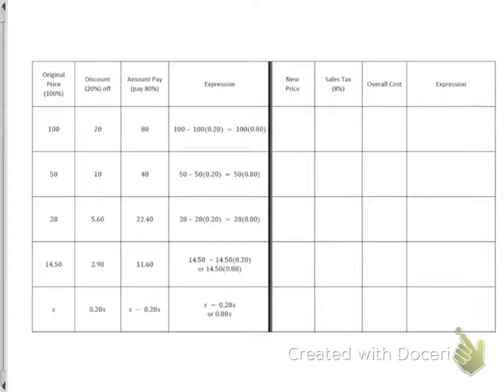Okay, well, this example 4, this next little discussion and activity we're going to be doing, is going to deal with something known as sales tax. Many of you may understand a little bit about sales tax, but I'm going to explain that a little bit more right here. Now, sales tax is an amount of money that's paid to a state government.